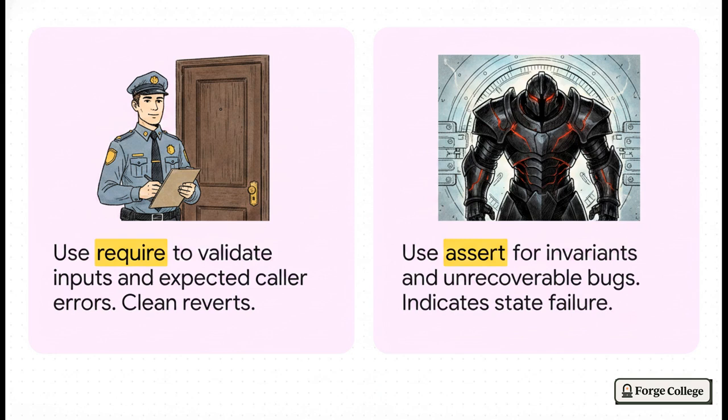On the other hand, we have assert. Now assert is your dramatic no-nonsense bouncer. You only use assert for conditions that should never, ever be false, like impossible arithmetic. If an assert fails, it signals a massive internal integrity breach. Fun fact, in older Solidity versions, this dramatic bouncer would completely consume all your remaining gas just to make a point. So yeah, they definitely serve very different purposes.